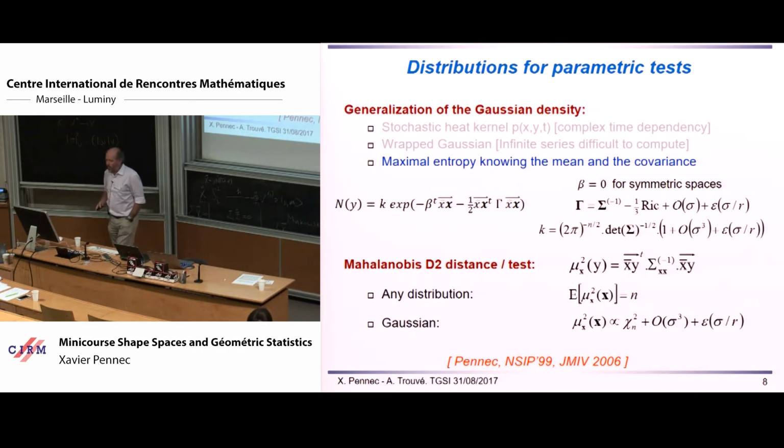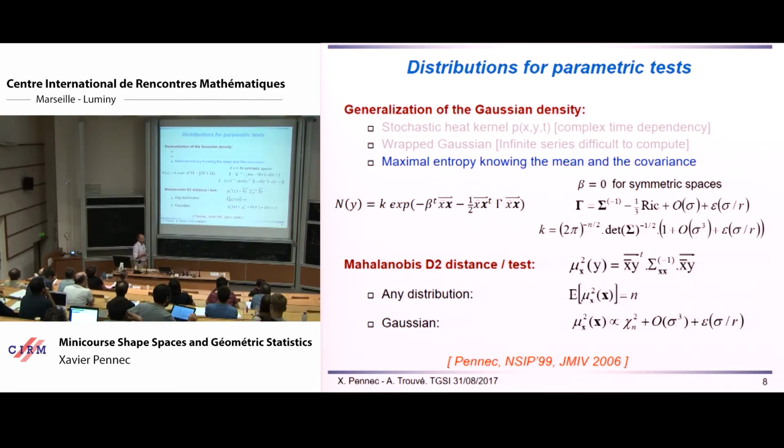Now, if we want to do more interesting statistics, what we need is some type of distributions. Of course, what we need is the Gaussian distribution. There's the idea of using the heat kernel, but the problem is that there is a complex time dependency. In terms of statistics, that's a problem because usually we don't have any idea of how long the diffusion time is. There are also quite a lot of examples of wrapped distributions. You put a Gaussian distribution in the tangent space, but if you are on the circle, then you have to wrap the distribution when you arrive at the cut locus.